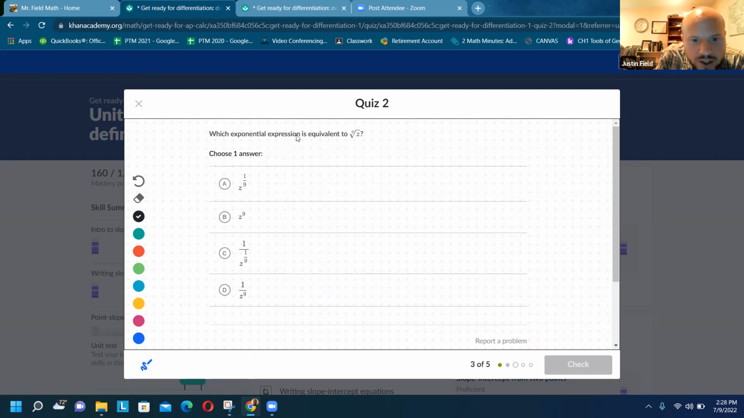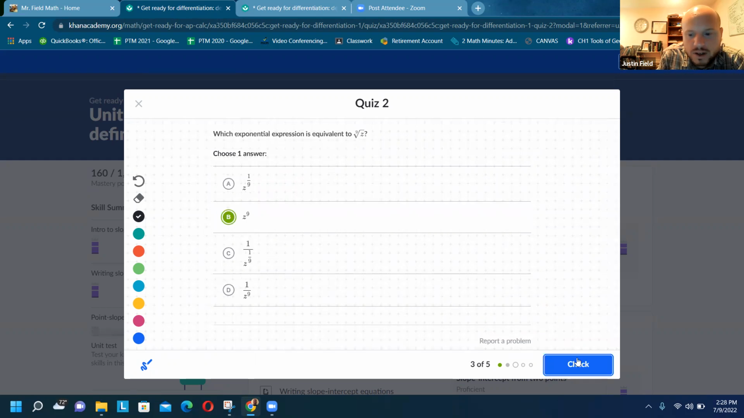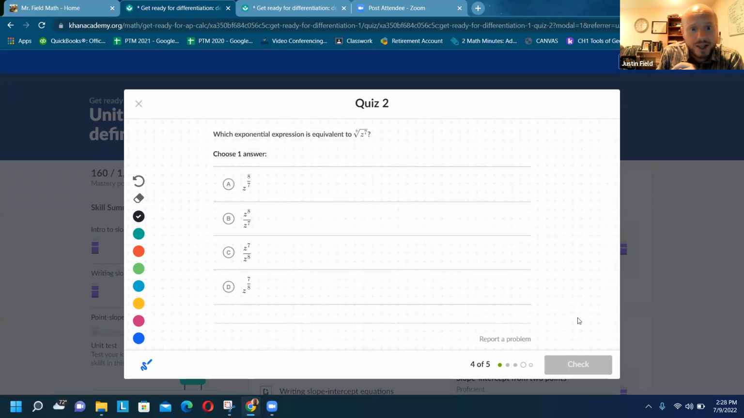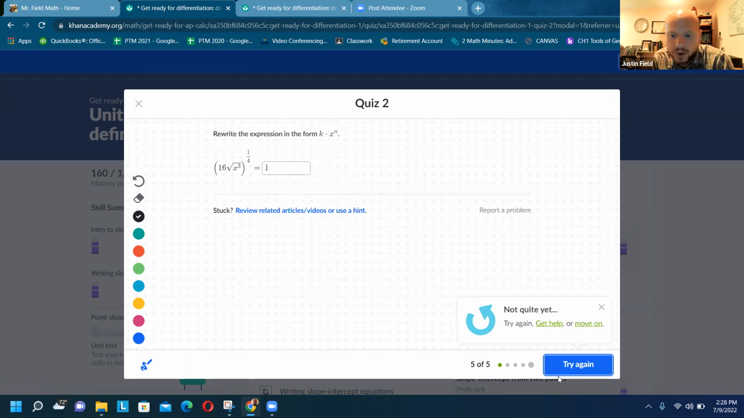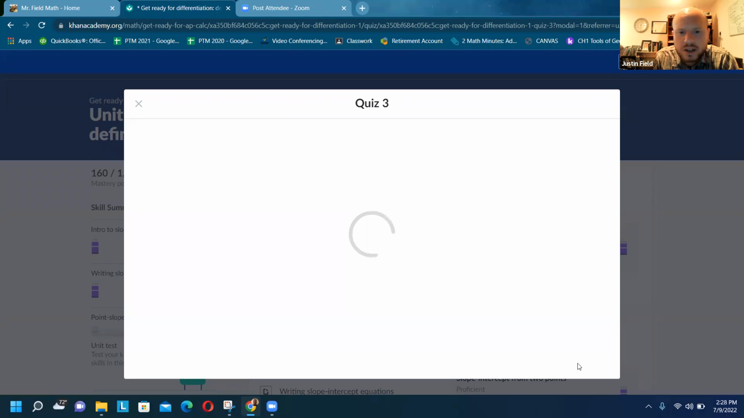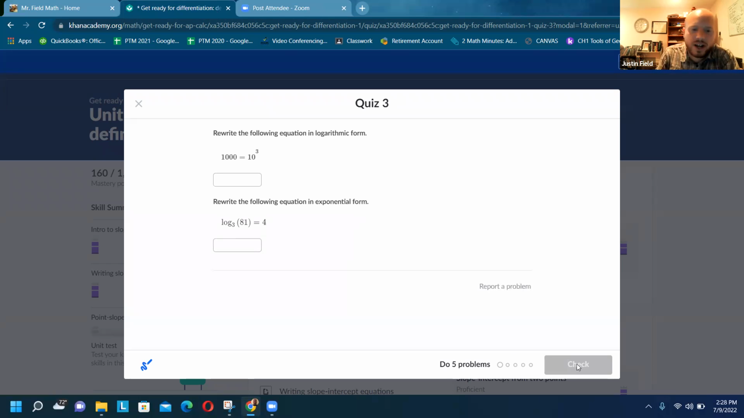Which exponential expression is equivalent to, well, you could do that one. I'm purposefully getting that one wrong. Okay, you can do that one too. Figure that one out. That's algebra 2. I want to do this one for you. No, I don't want to. All right, so that was easy. Quiz 2. I mean, I just think that you can figure it out. But we will do this one.